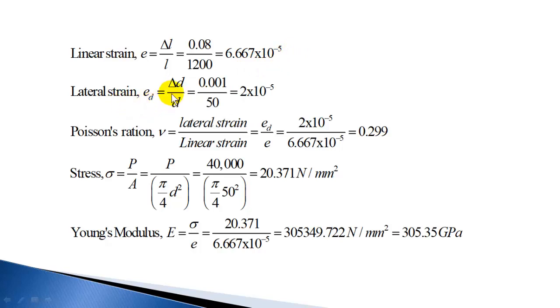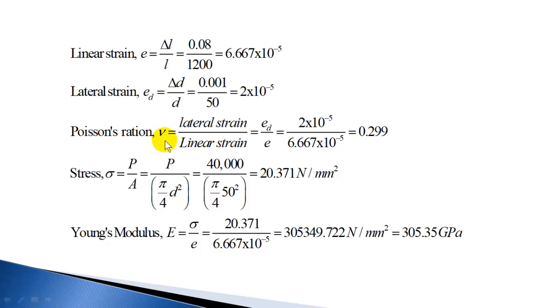Lateral strain, lateral dimension is diameter. So here delta D by D and change in diameter is 0.001. So it is decrease, but we are only considering the magnitude. So 0.001 divided by 50 is equal to 2 into 10 raised to minus 5. Poisson's ratio mu is equal to lateral strain by linear strain. If you are taking the sign convention, you have to use minus lateral strain by linear strain.